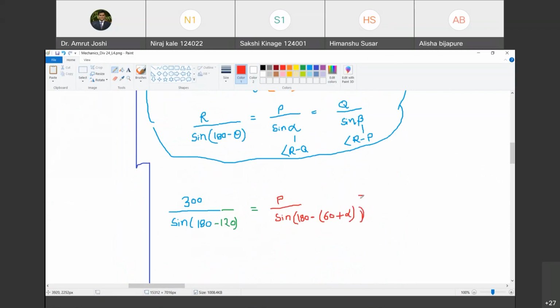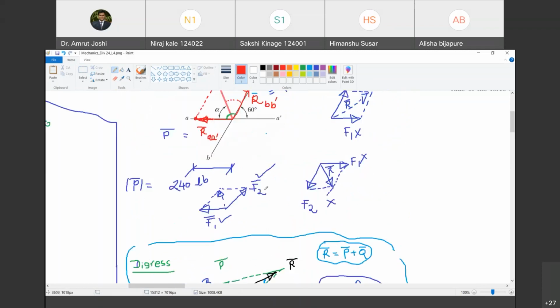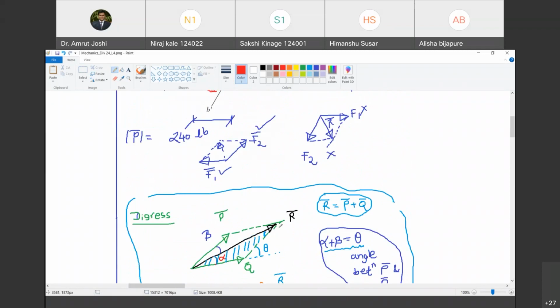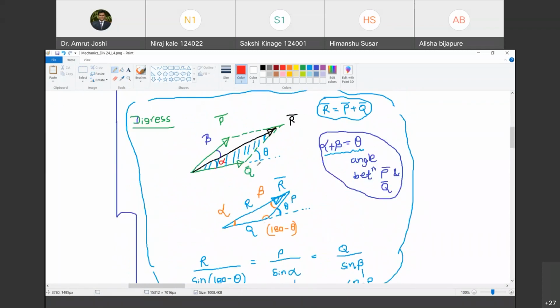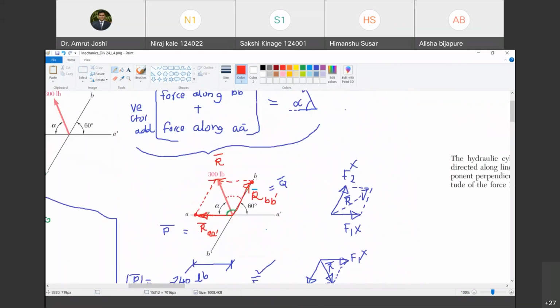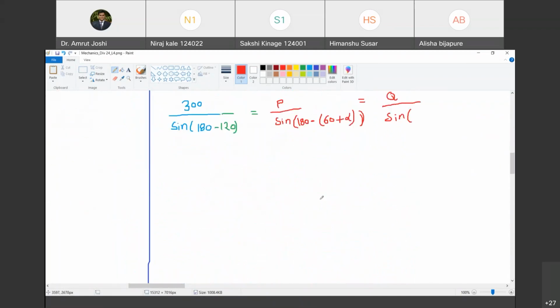Okay, let us go ahead now. Then Q divided by sine of beta. What is beta, however? Beta is the angle between the resultant R and P. So what is P in our case? In our case, P is the component along AA dash. And what is R? R is 300 pound force. So this angle for P is alpha. Do you agree with me? Yes. So it is going to be sine alpha.